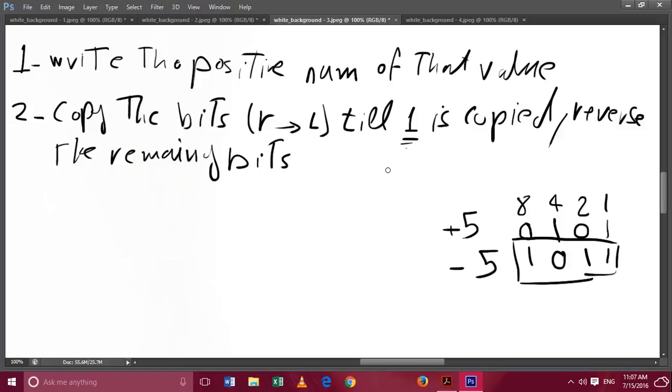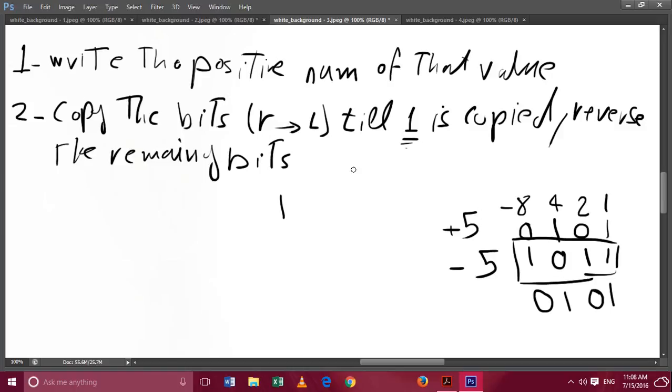And to verify that, all we need to do is add them up. This bit has 1, so it will be negative. So -8 plus +3 would be -5. And by the way, if you reverse this process again, you will arrive at the positive number. If you copy bits from right to left, that would be 1, and then reverse the order: 1 becomes 0, 0 becomes 1, 1 becomes 0. You arrive at +5 again. So that means you can actually use this process to know the value of any negative number in 2's complement.